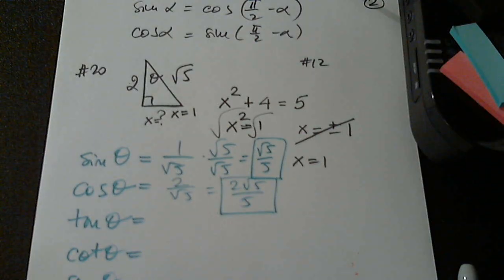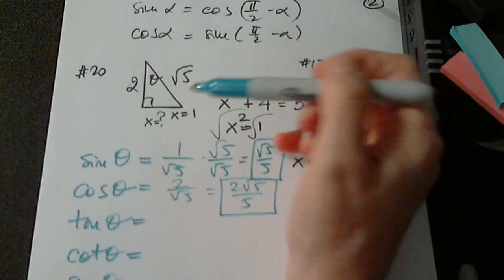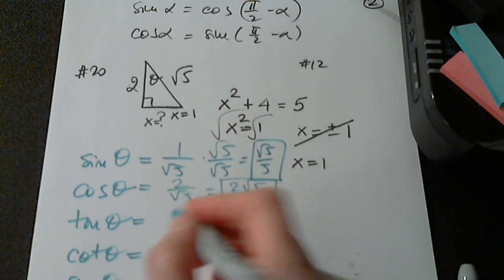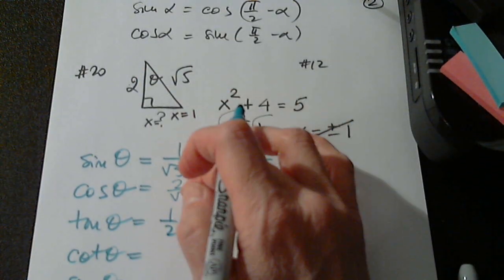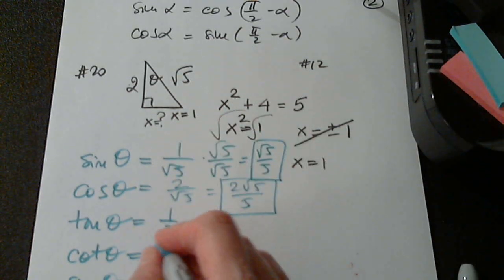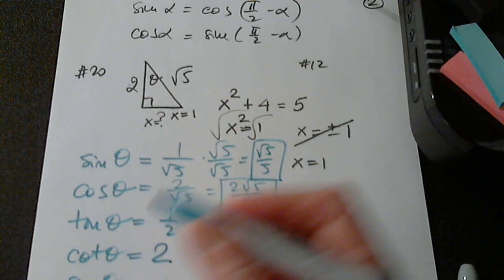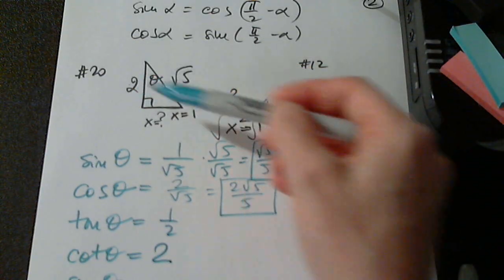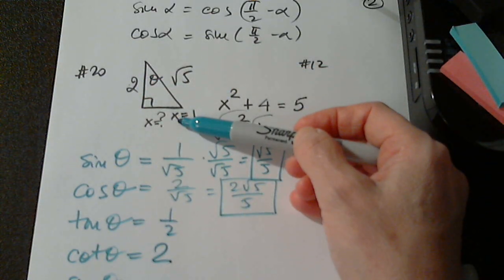I'm not saying we shouldn't think in terms of the definition. The definition of tangent is the opposite over the adjacent. But if you divide this by this, you have to get the same answer. If you divide this by this, you have to get the same answer, because cotangent is the adjacent over the opposite.